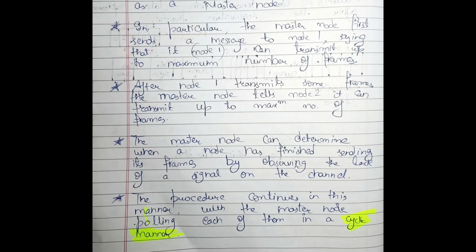The other point is that the master node can determine when a node has finished sending its frames by observing the lack of signal on the channel. So the master node has the capability of sensing whether a node is still in the procedure of sending data or not. All right, how does it do it? Basically it is able to sense whether there is a signal in the channel or not. The procedure continues with the master node polling each of them in a cyclic manner. So this is a cyclic manner.